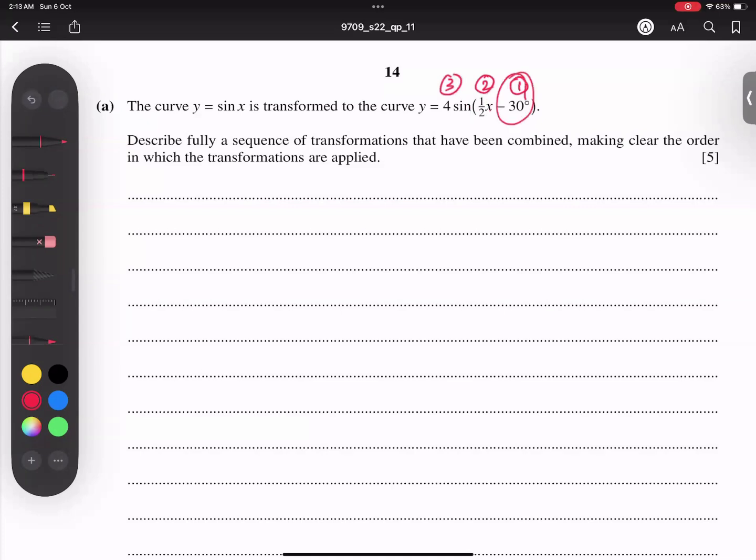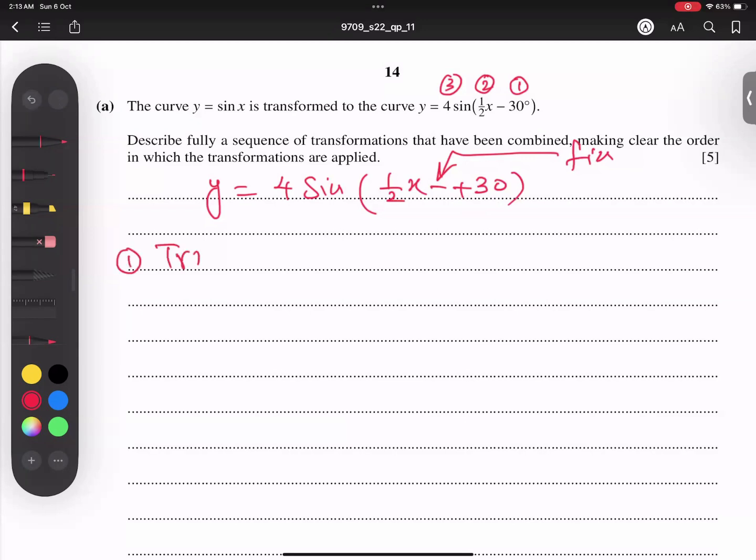So what about this one? This is called translation. And you know, this minus is a fixed sign. I show you. Negative positive 30. And this is because I said before, this negative is a fix. So this is a translation. So first of all, I'm writing here, number 1, translation by column vector 30 degree and 0.